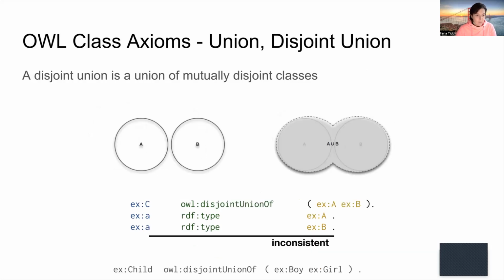Disjoint union is the opposite. It is a union of mutually disjoint classes. So the instances of one class and the instances of another class cannot belong together. We can declare that a child is the disjoint union of a boy or a girl. But for every instance that we define, a given child cannot be both a boy and a girl. This is declared as being inconsistent.